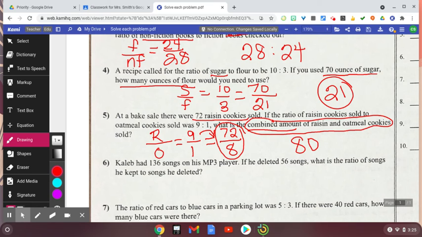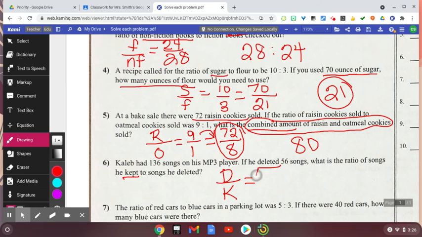Number 6, Caleb had 136 songs on his MP3 player. If he deleted 56 songs, what is the ratio of songs he kept to songs he deleted? So this is just like problem number 3. So we've got two things, songs he's deleted and songs he kept. So I'm just going to use D for deleted, K for kept. Now it doesn't matter if I put K up on top and did this vice versa. As long as you are associating the correct numbers to whatever you have, then you'll be fine.